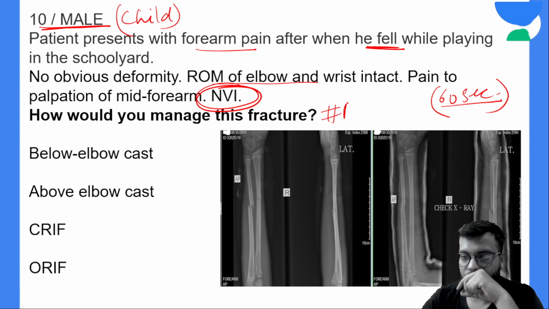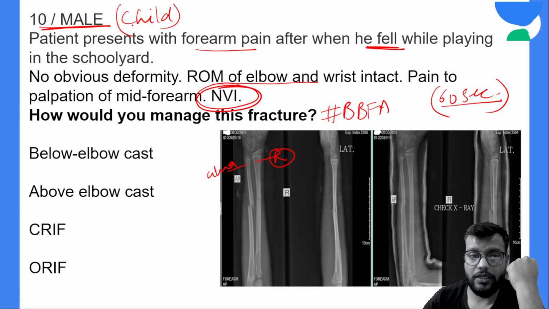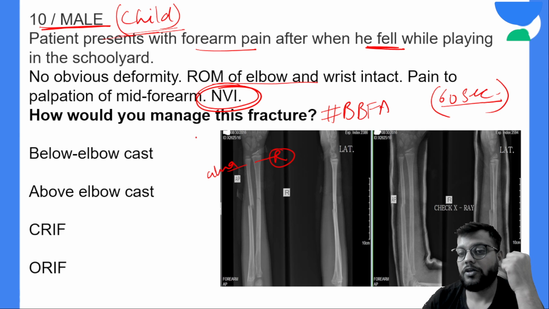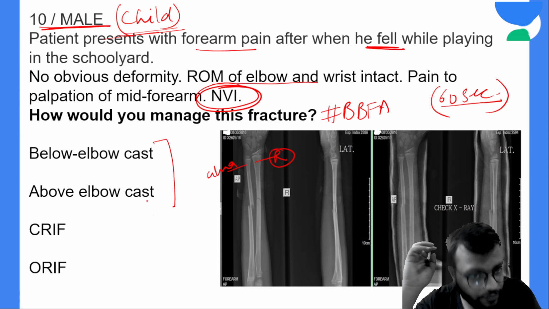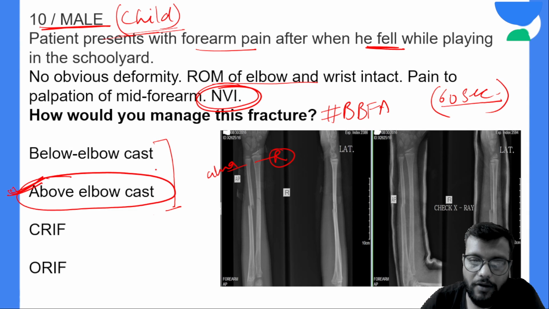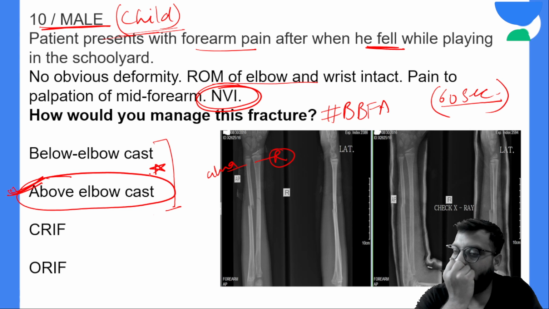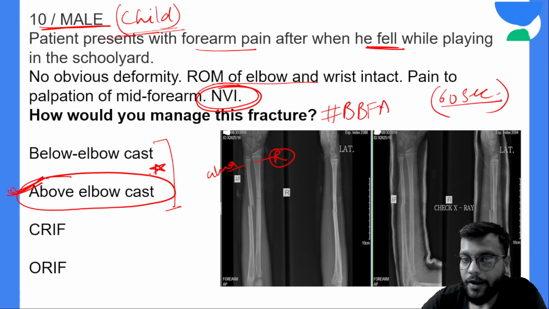So this is a fracture of both bone forearm, in which this is your radius, this is your ulna. Radius is undisplaced, ulna is displaced a little, but the patient is a child. Okay, so remodeling is very good. So this type of displacement you can treat conservatively. Now below elbow or above elbow? Remember, in both bone forearm we go for the above elbow cast. So the answer is above elbow cast, that is the conservative management. Okay, so the answer will be above elbow cast. So now we have seen the surgeries.